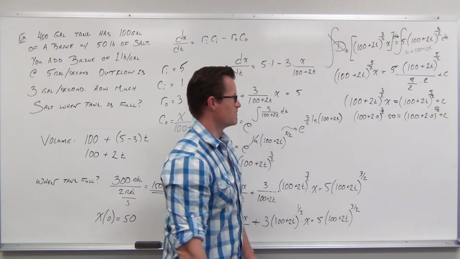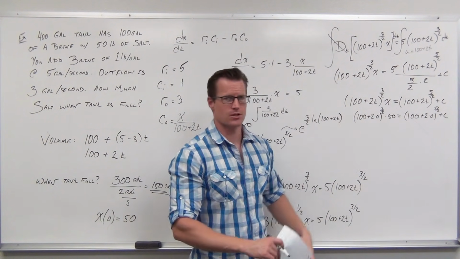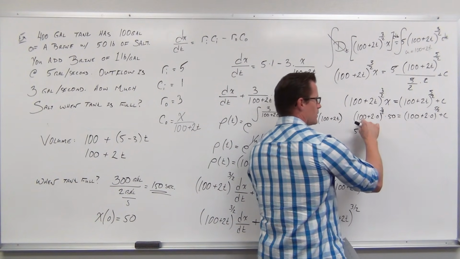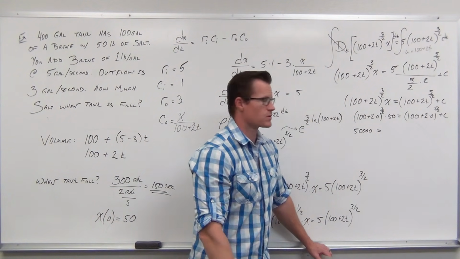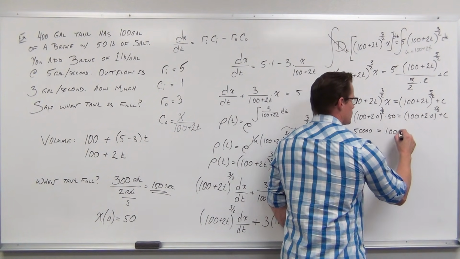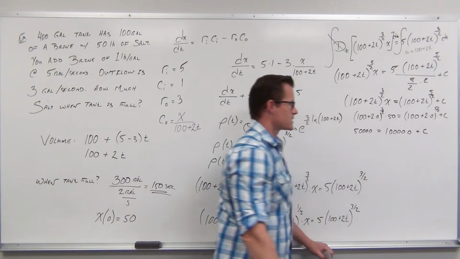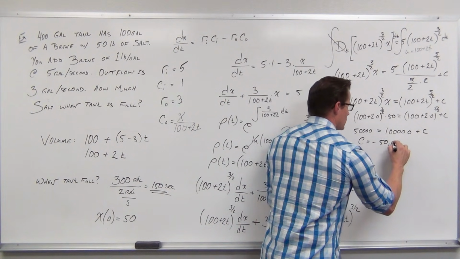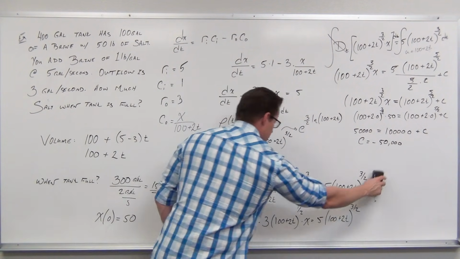This gets a little crazy, but 100 plus 0 is 100, square root of 100 is 10, 10 to the third is 1,000, so this is 50,000. 1,000 times 50 is 50,000. Equals right-hand side, 100, square root of 100 is 10 to the 5th, would be 5 zeros, that's 100,000. So C equals negative 50,000. So when we change it, I'm going to have to erase this.